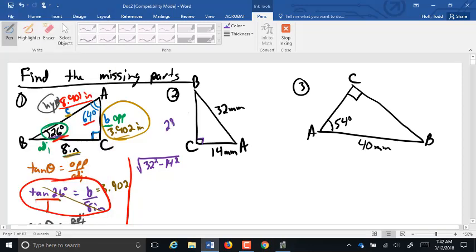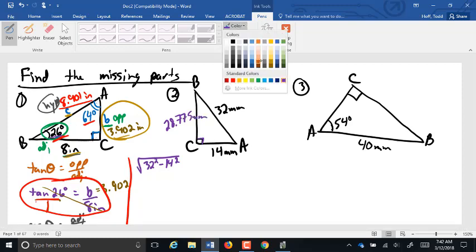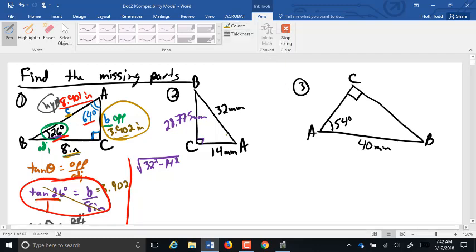28.775 millimeters. Now for angles, let's look for angle A here first.